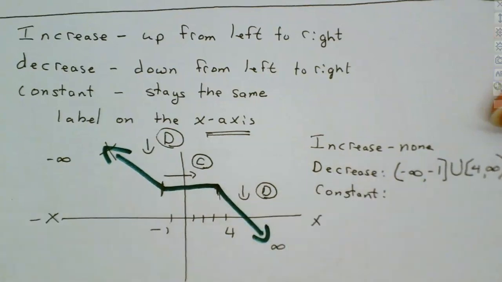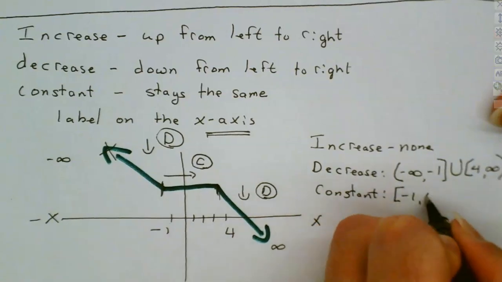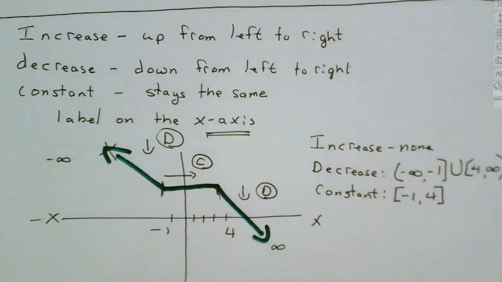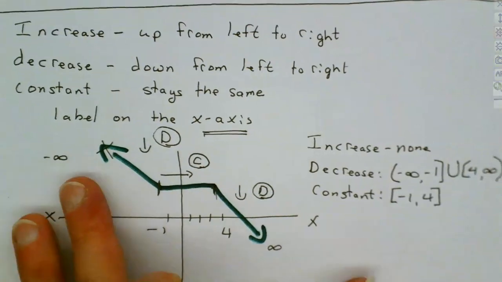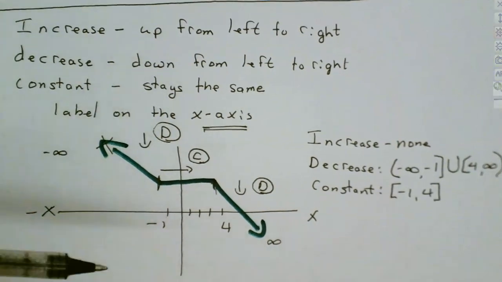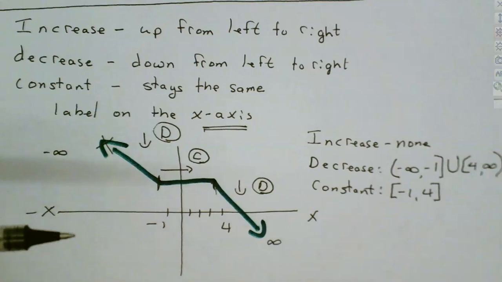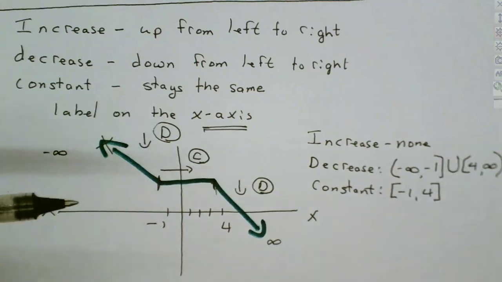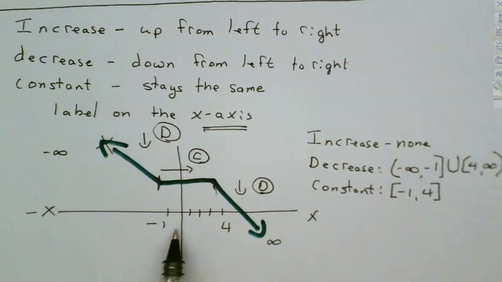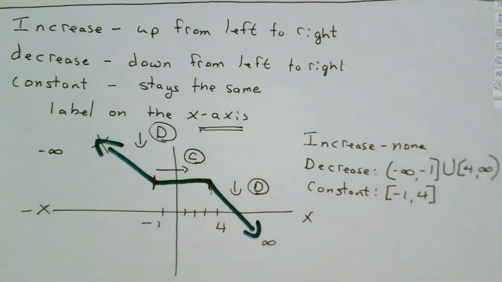Now, where is it constant from? Yep, negative 1 to positive 4. I did not even label the y-axis because I do not want you to get confused and think you label it on the y-axis. It has to be labeled only on the x-axis. So only look at the x part. Don't look at the y at all.